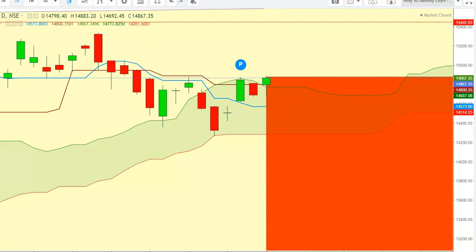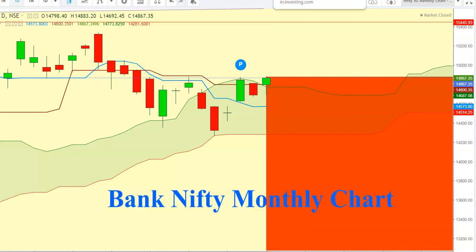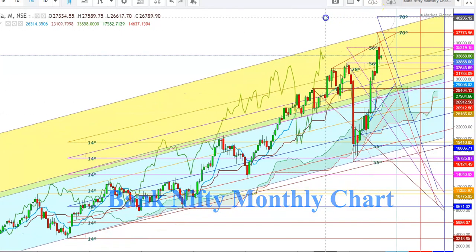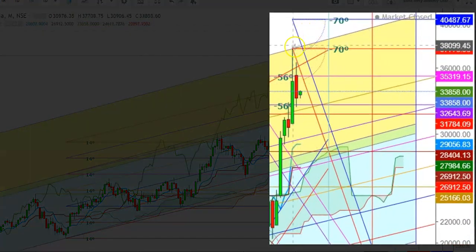So friends, now let us have a look at the movements of Bank Nifty in a monthly chart. You can see that the Bank Nifty has shown a lifetime high during the month of February 2021, when it tested a high at 37,773 and faced a sharp sell-off from these levels during the month of February.